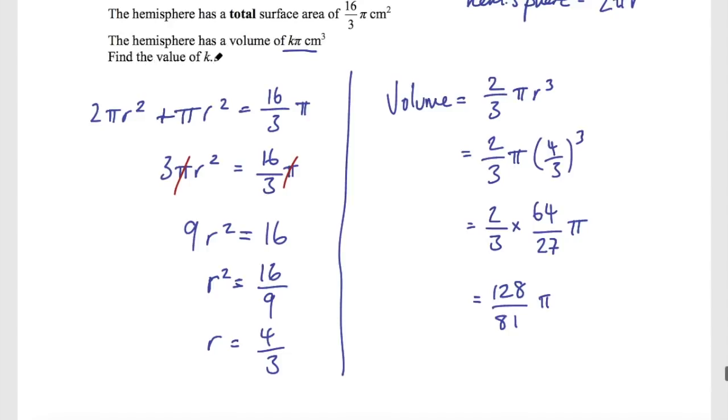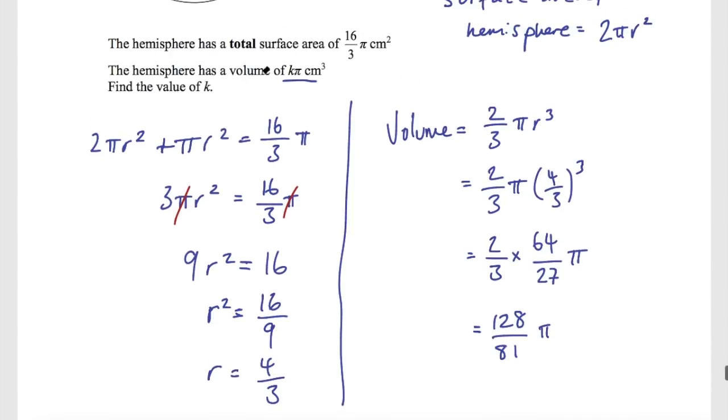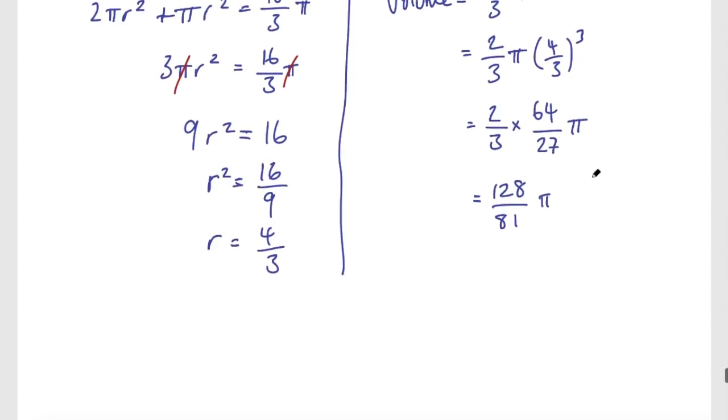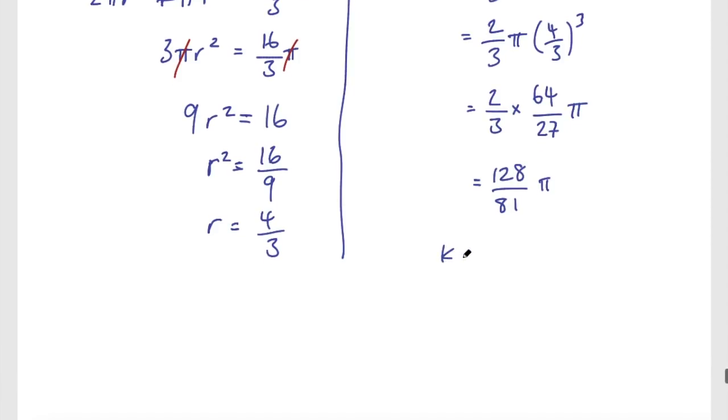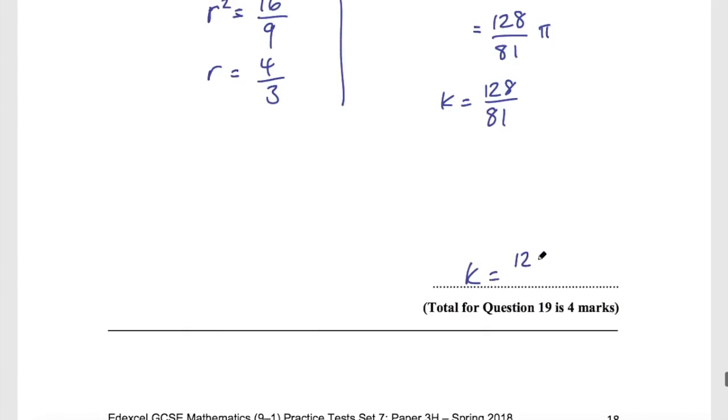So they've told us to find the value of k, and they've said the volume is k pi centimeters cubed. So we have it in the form of something pi, and in this case, k equals 128 on 81. So your answer there is 128 on 81.